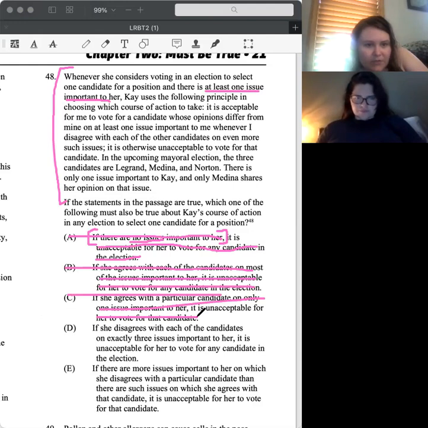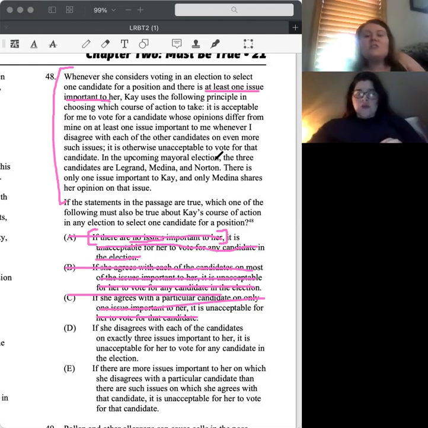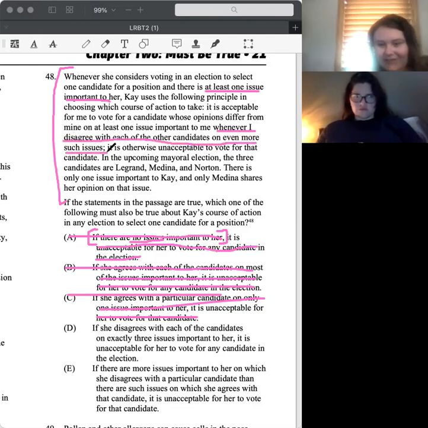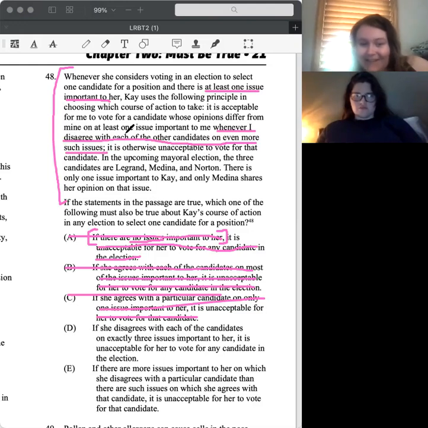48. So hold on. What's the principle? It is acceptable for me to vote for a candidate whose opinion differs from me on at least one issue important to me whenever I disagree with each of the other candidates on even more such issues. Okay. So this person has 3, which means that this is wrong because this has nothing to do with it. But this one is a little bit more tricky. It tells us that she disagrees with each of them on exactly 3. So it's the same.